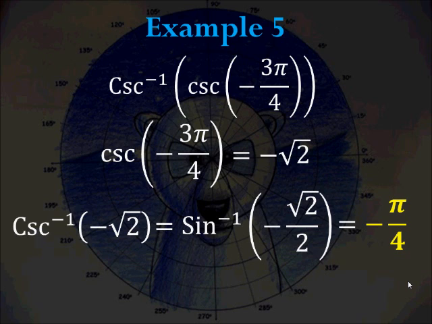So you'll notice that the answer is not the same as the negative 3 pi over 4 here, because that's not within the allotted range of inverse cosecant or inverse sine. The allotted range is negative pi over 2 to pi over 2, and negative 3 pi over 4 falls out of it, which is why you have to do each step. Negative pi over 4 falls within the accepted range.